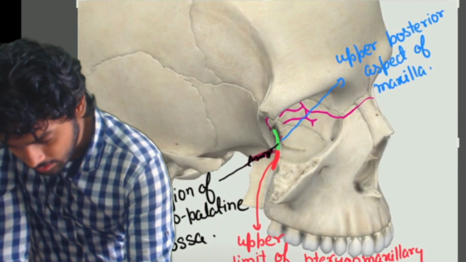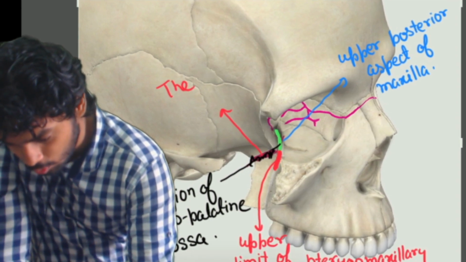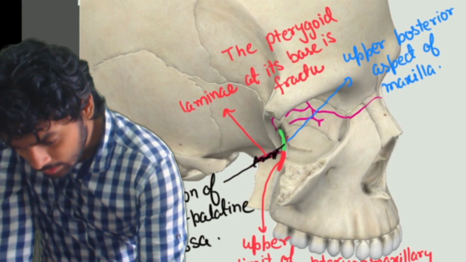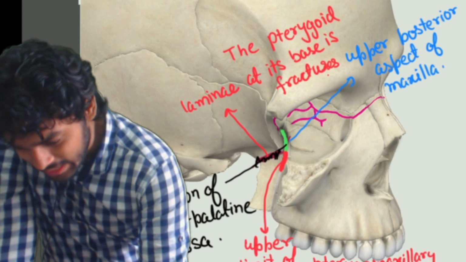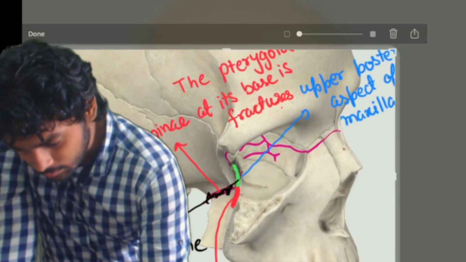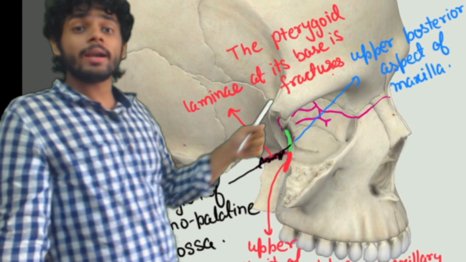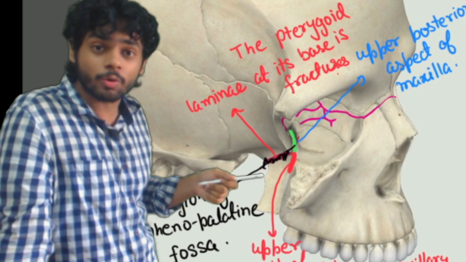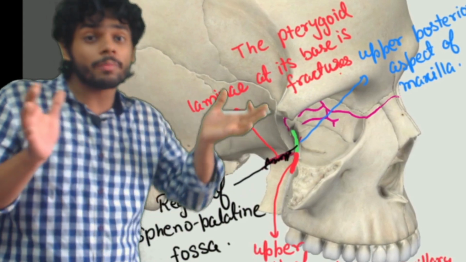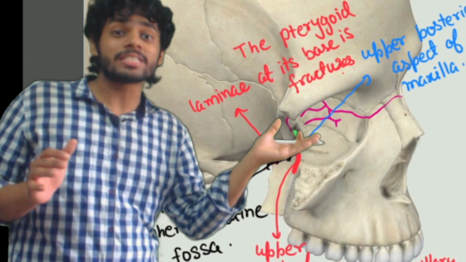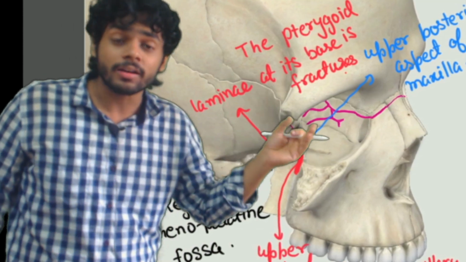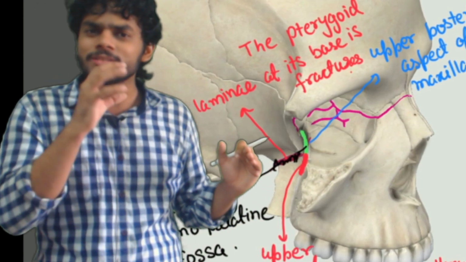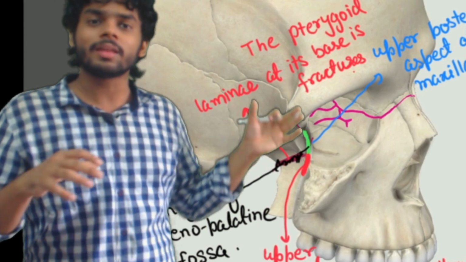See where the fracture line has reached. The base of the pterygoid lamina. The pterygoid lamina at its base is fractured. Here it is fractured. Okay, so can you see how from inside the fracture line is traveling and damaging the parts? So now the maxilla has been totally dislodged from the cranium.